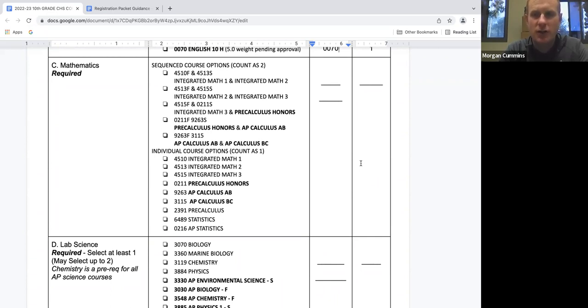So as a freshman, if you took integrated math 1, you could choose to sequence integrated math 2 and integrated math 3 as a sophomore. And if you were to do that, you'd put the course codes 4513F and 4515S. So you only need to put the F and the S if you're choosing to sequence your math classes. If you're only planning on taking one math class next year, then you can just put the course code. You only need one of them, and you will not be able to choose which term you take your math.